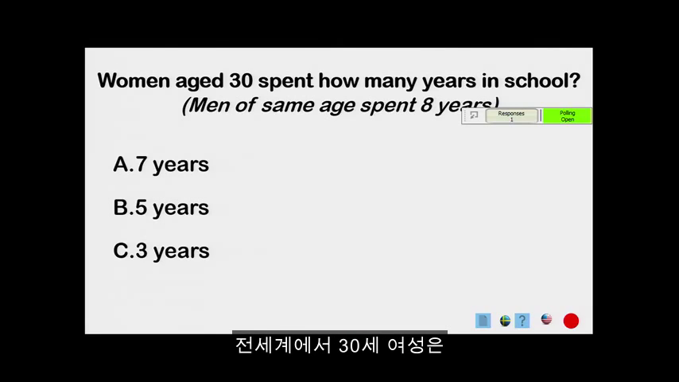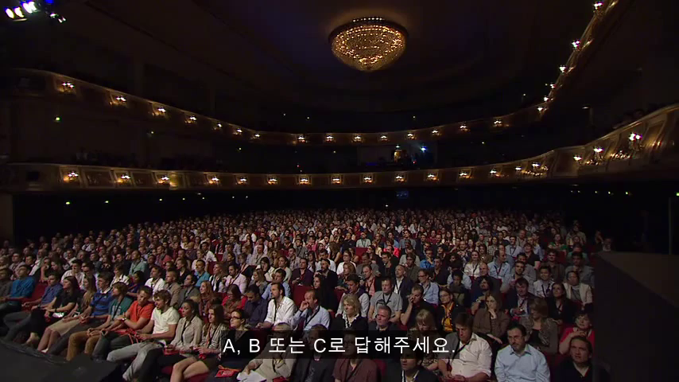So how long did women 30 years old in the world go to school? 7 years, 5 years, or 3 years? A, B, or C? Please answer.